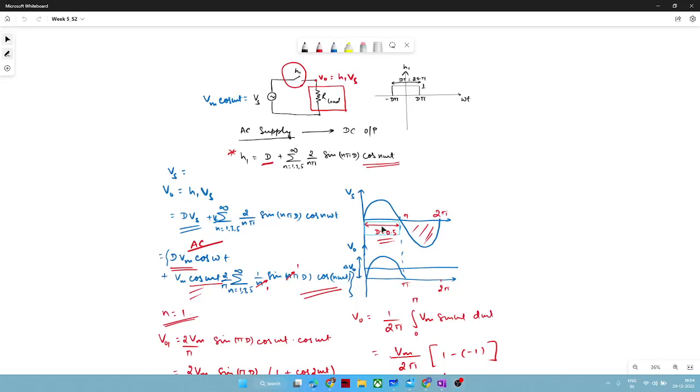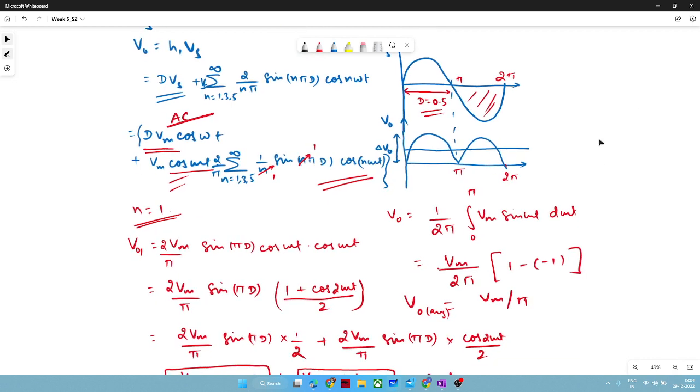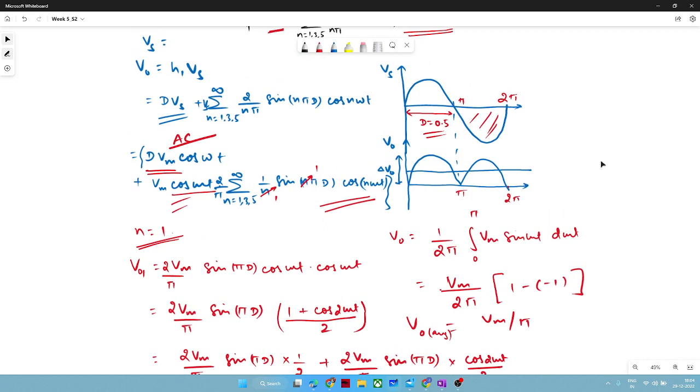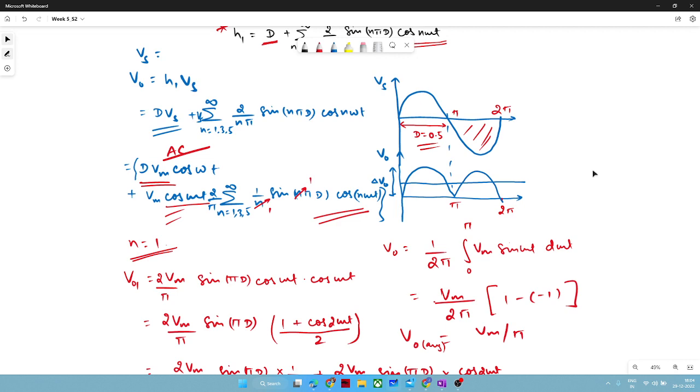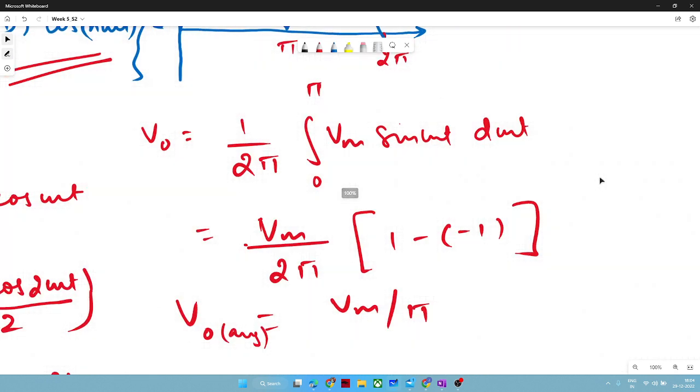There are many higher order ripples present whenever we convert from AC to DC. For example, if you see this waveform, this kind of waveform will keep repeating, and with the help of these switching function expressions we tried to visualize all the ripple factors, and the pure DC component was really small, its magnitude was really small compared to the other ripples.